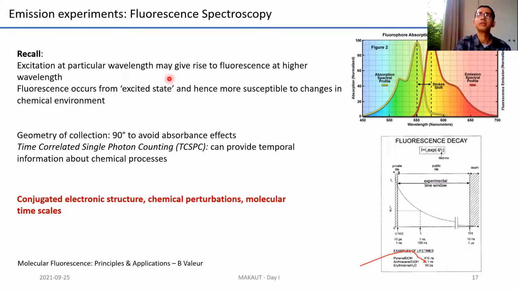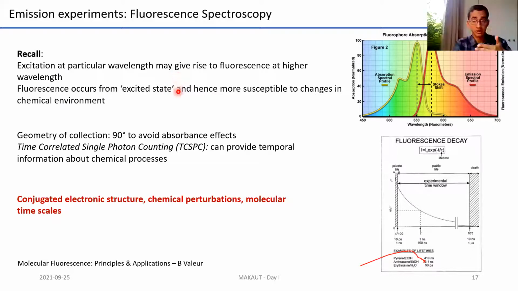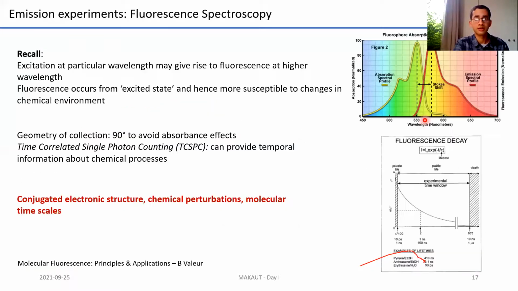As far as instrumentation is concerned, it is similar to that used in absorption spectroscopy. The only difference is that you need to collect data at right angles, because if you collect at 180 degrees, then you'll effectively be looking at absorption. So the emission detector is usually kept here at right angles to collect the signals.